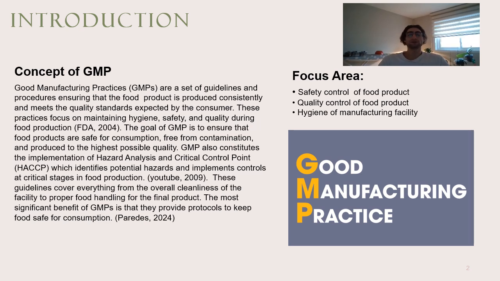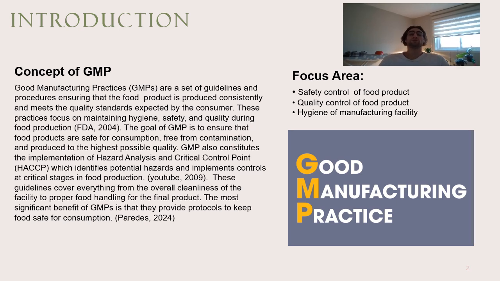GMP also constitutes the implementation of the Hazard Analysis and Critical Control Point (HACCP). HACCP identifies the potential hazards and implements controls at critical stages in the food production, wherever a hazard may be present. These guidelines cover everything from overall cleanliness of the facility to proper food handling for the final product. In my opinion, the most significant benefit of GMP is that it provides protocols to keep food safe for the consumer.